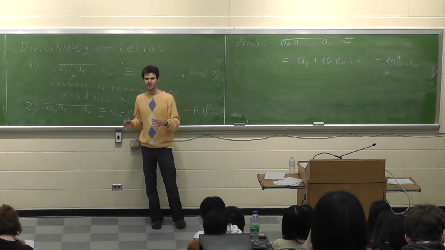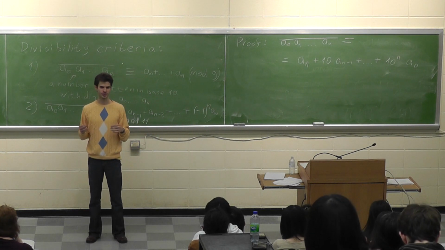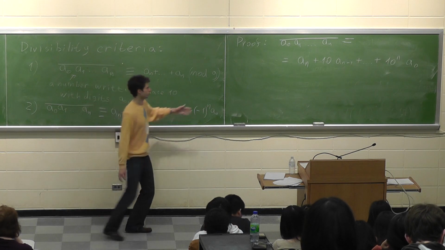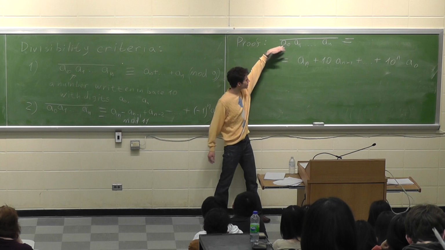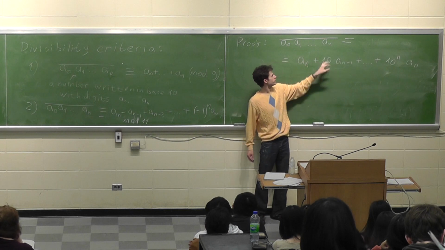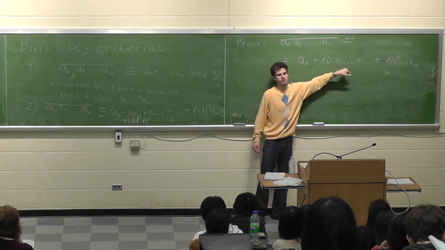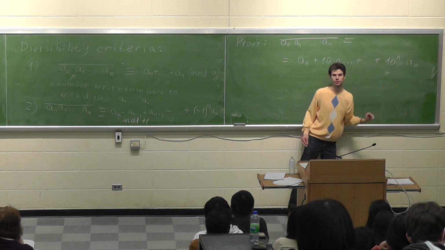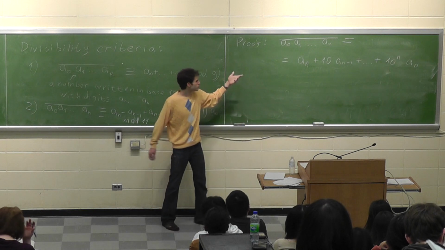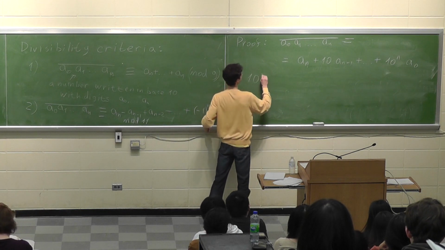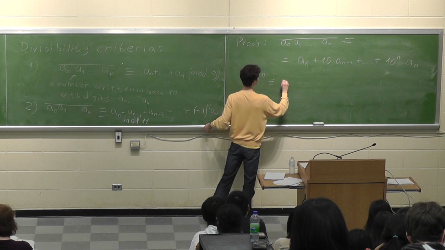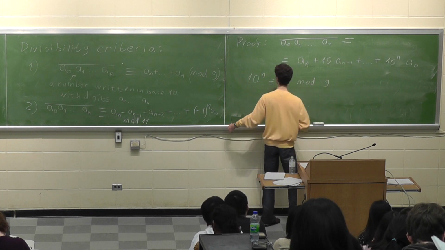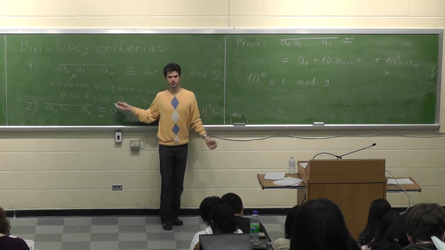What is 15? It is 10 plus 5. What is 37? It is 7 plus 10 times 3. So the same thing here. What is a number written in this way? It is the last digit plus 10 times the next digit plus 100 times the next digit, and so on. And now it's obvious that 10 to the power n is congruent to 1 modulo 9. So the first criterion follows.